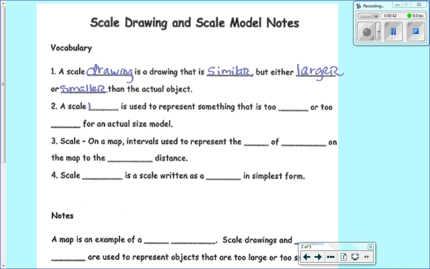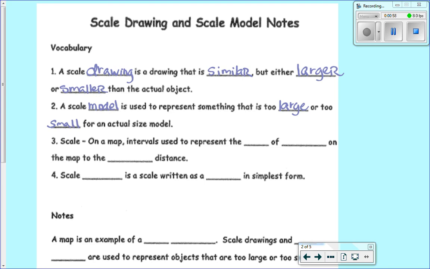A scale model is used to represent something that is too large or too small for an actual size model.